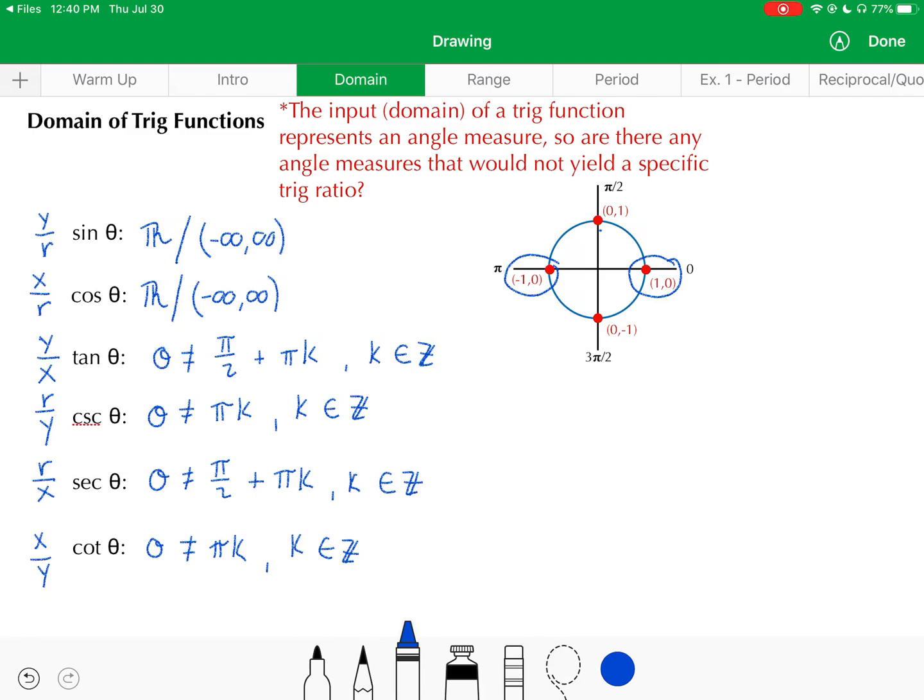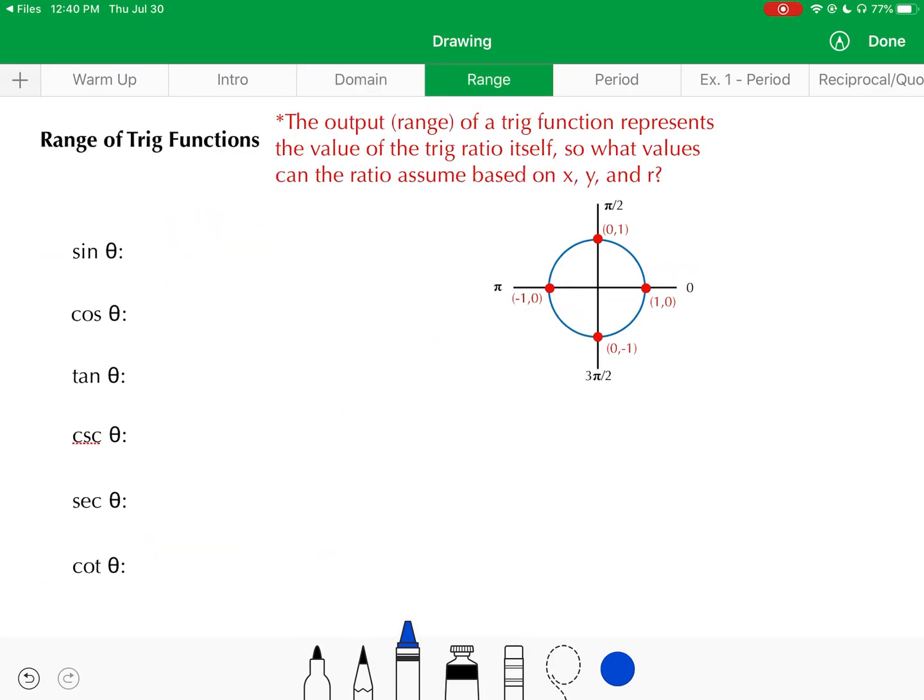All right. So there are your 6 different trig functions domains, and these are going to get reinforced when we start to graph each of these functions as well. Okay. Now let's talk about range. So range is, of course, your output for a function. And for the trig functions, it represents the value of the trig ratio itself, okay? So what you need to ask yourself is when you compare the values of x, y, and r for each of the ratios that define these functions, are there any restrictions on what that output is going to be, okay?